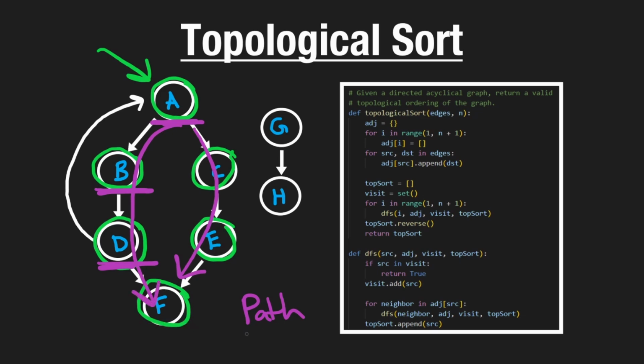That's why we have a second hash set to distinguish between the nodes that have been visited and the ones that have been visited along the same path. Because if they're on the same path, then that means it's a cycle.